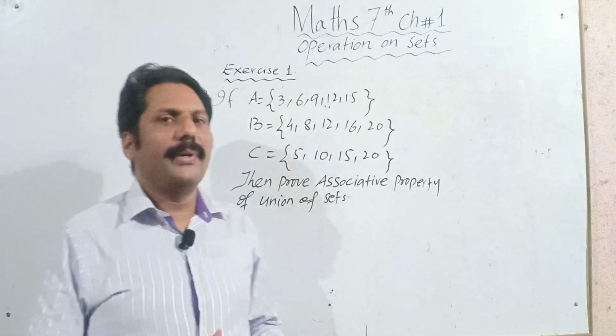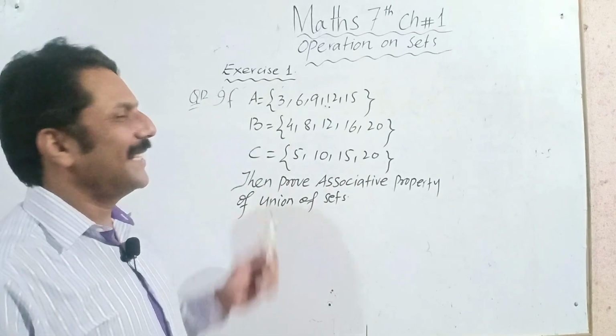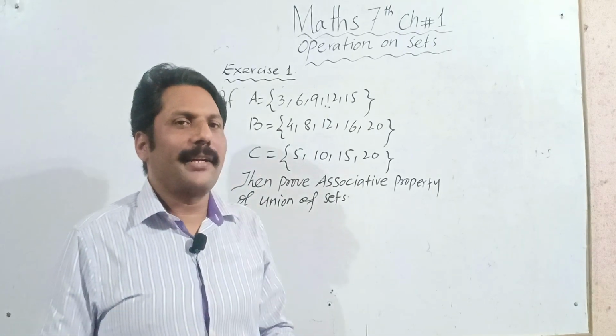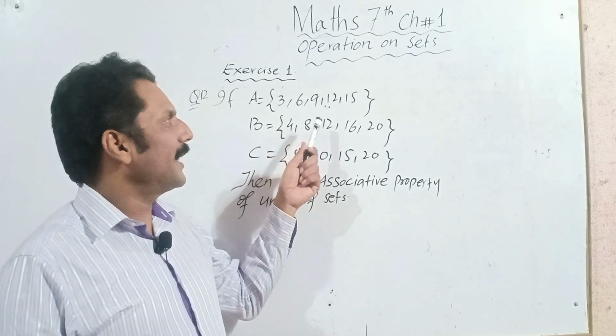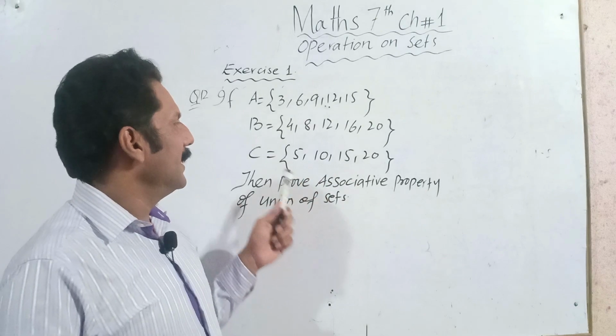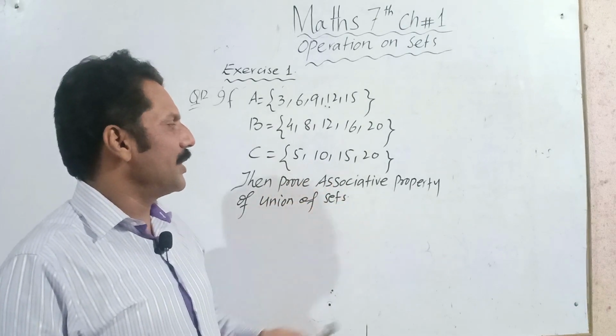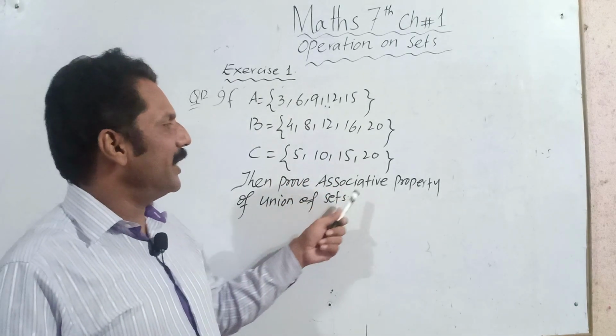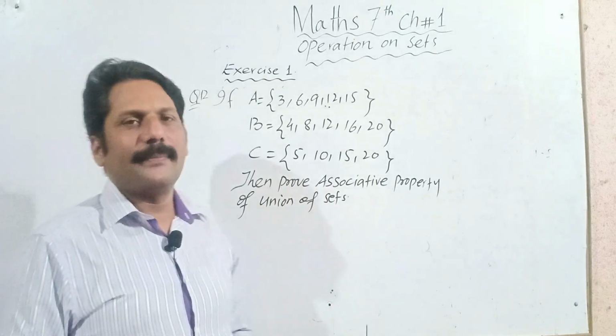Okay, students, question number 12, last question of this exercise. Three sets are given. Set A: 3, 6, 9, 12, and 15, and set B: 4, 8, 12, 16, 20. Set C: 5, 10, 15, and 20. Then prove associative property of union of sets.